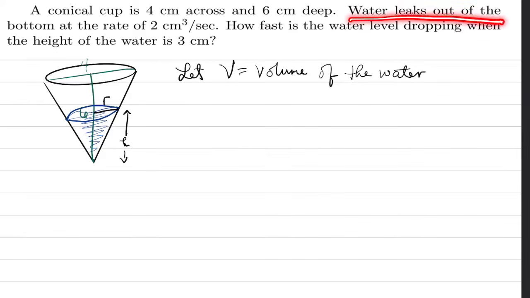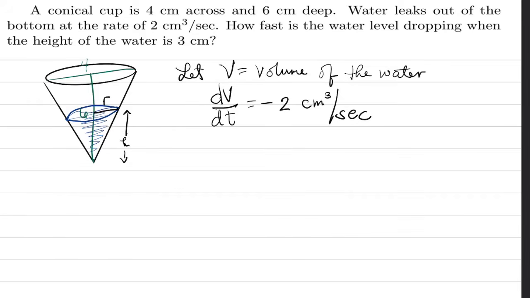And what do we know? We know the water leaks out of the bottom at a rate of 2 cubic centimeters per second. Meaning, the change in volume with respect to time is equal to what? So, negative 2 cubic centimeters per second. Bakit negative? Because nag-leak yung water. Ibig sabihin, yung water inside ay nauubos. Okay? So, may leak yan eh. Okay? So, we have H, we have R, we have V.